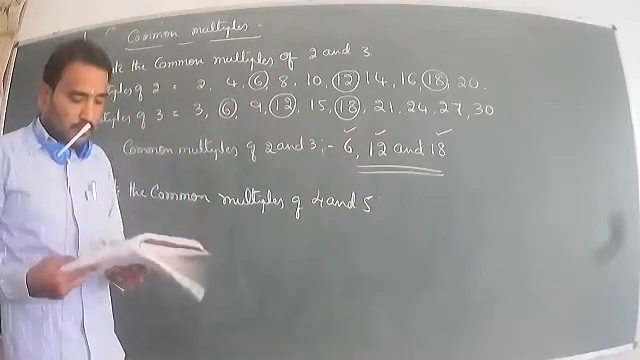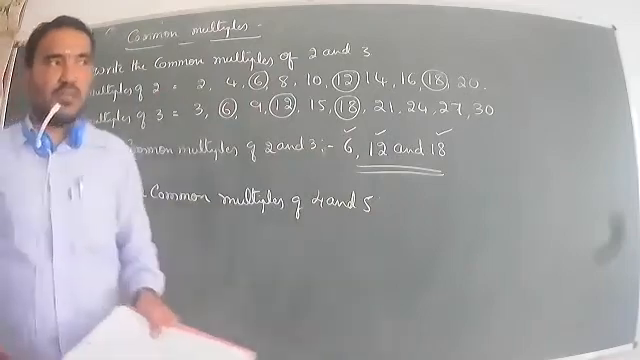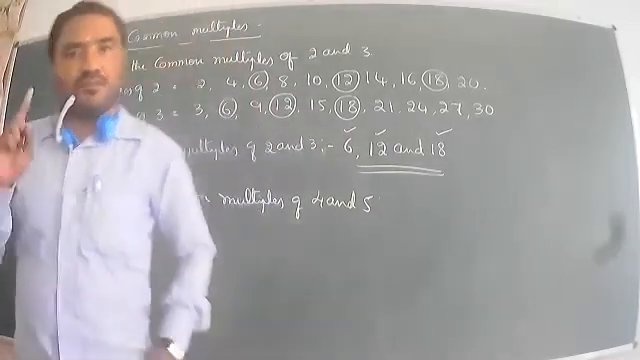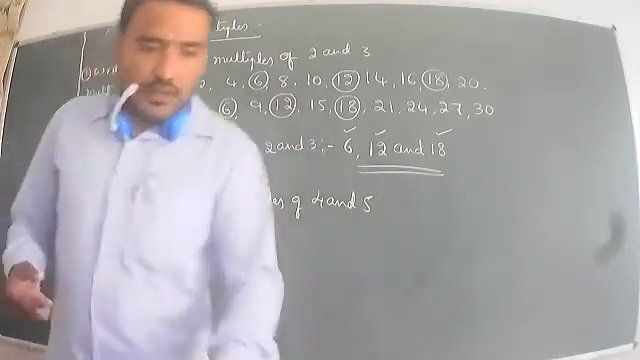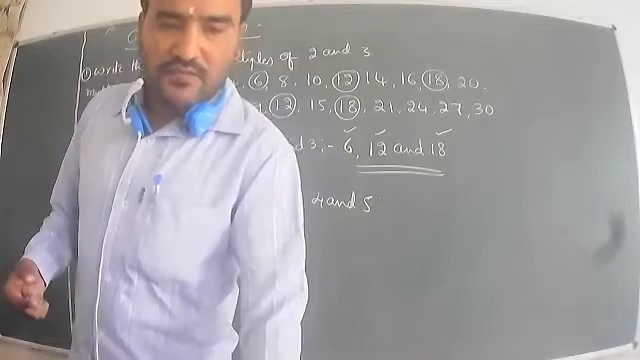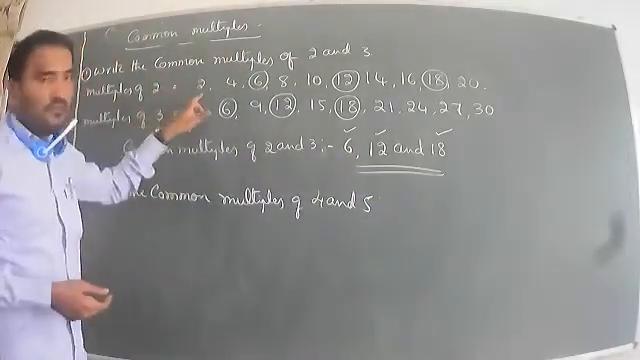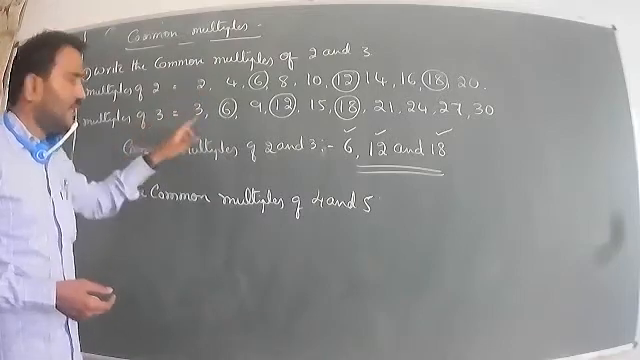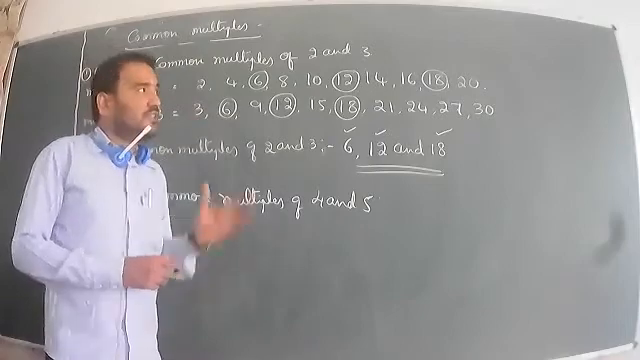Next, every number is a multiple of 1. 1 is a multiple of every number. Next, any number is a multiple of itself. Itself means the given number. 2 is a multiple of 2, 3 is a multiple of 3. Yes, the number itself is also a multiple. Okay, these are the concepts.